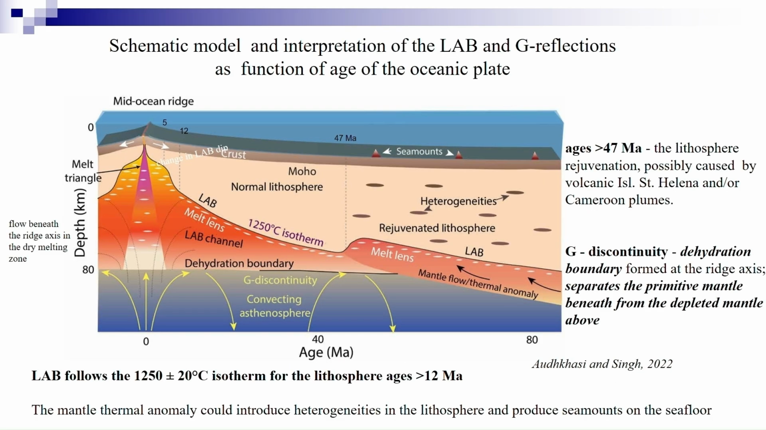This slide shows a schematic model and interpretation of the LAB and G reflections as a function of age of the oceanic plate. The LAB follows the 1250 degrees isotherm for lithosphere ages larger than 12 million years. The deeper G discontinuity is interpreted as a dehydration boundary formed at the ridge axis, which separates the primitive mantle beneath from the depleted mantle above.